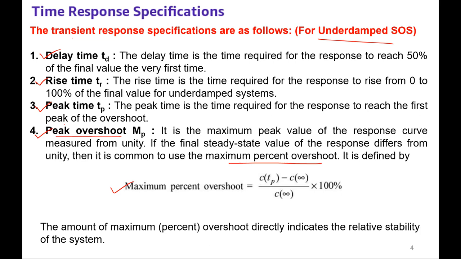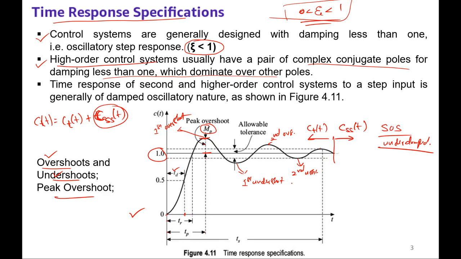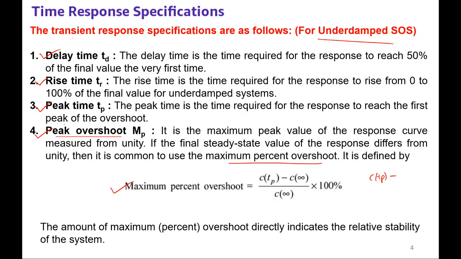I will tell you. C of Tp as it is, C of Tp minus C of infinity. If it is unity, at time t equal to infinity the system is going to attain the steady state value. What is the steady state value? C of infinity is 1 only, because at time t equal to infinity the system will attain the steady state value or final value. So for reference as unity, or for unit step input, C of infinity is 1, divided by 1, C of infinity into 100. This is the formula we are going to get.